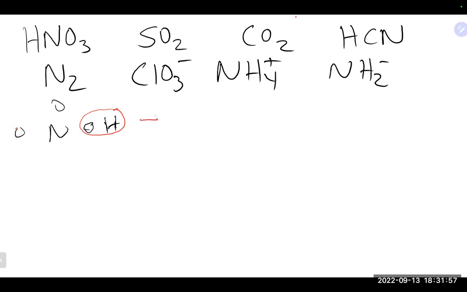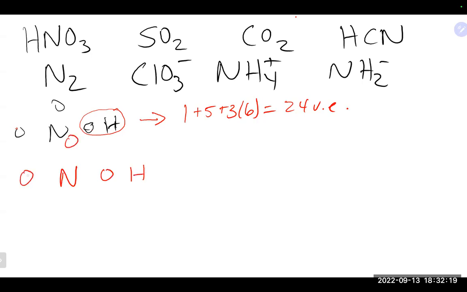We'll add up our total number of valence electrons. We got 1 for the hydrogen, 5 for the nitrogen, and 3 times 6 for the oxygen. That's 18, 19, 24 valence electrons here. As I gave you the logical arrangement, we're going to do a single bond to everybody in this case. That used up 2, 4, 6, 8 electrons, which gives me 16 more to go.